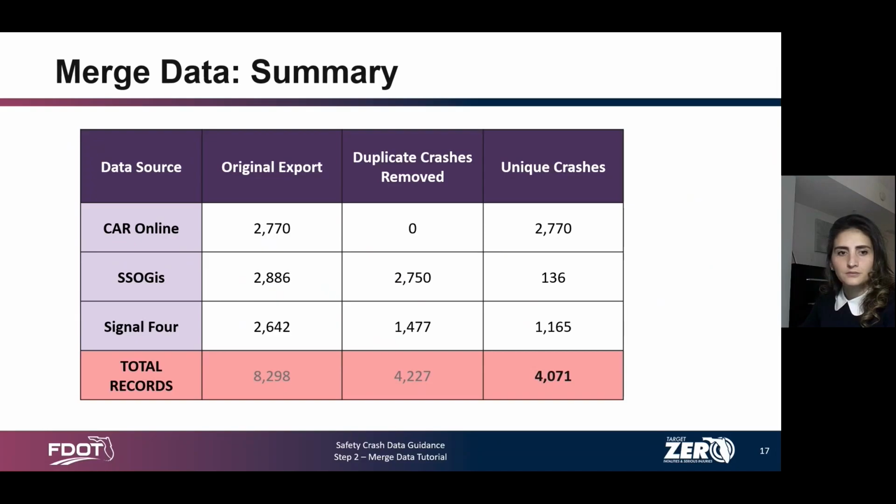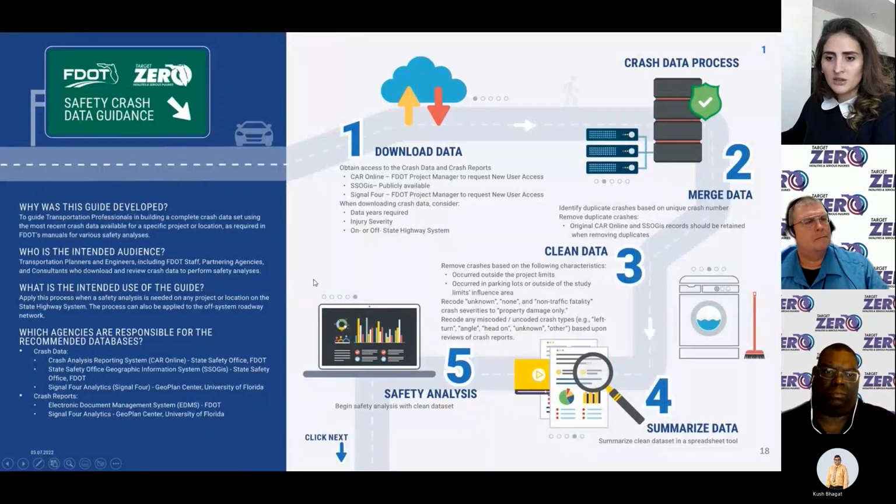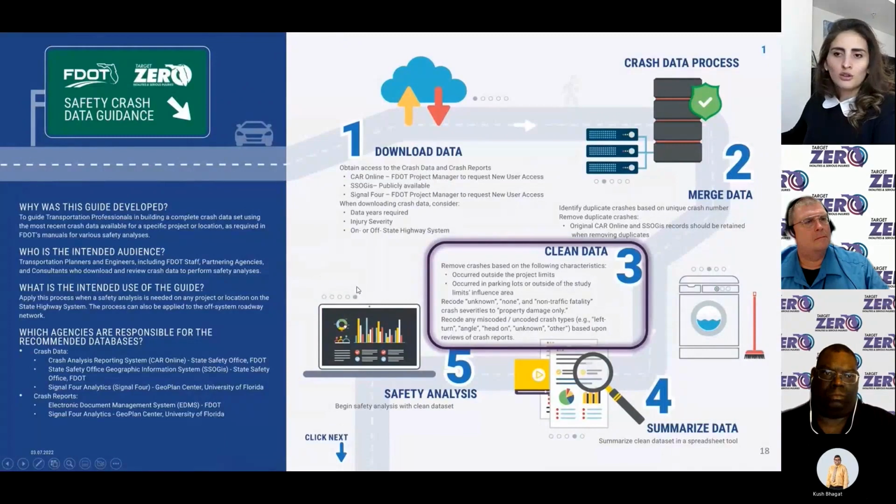Once you have the 3 data sets merged and the 3 include unique crash identifiers, we will then move into the cleaning of the data, which is going to be the next training that we will do. We will go over in more detail what are the unique crash attributes that we like to clean before going into the data summarization for any safety analysis.